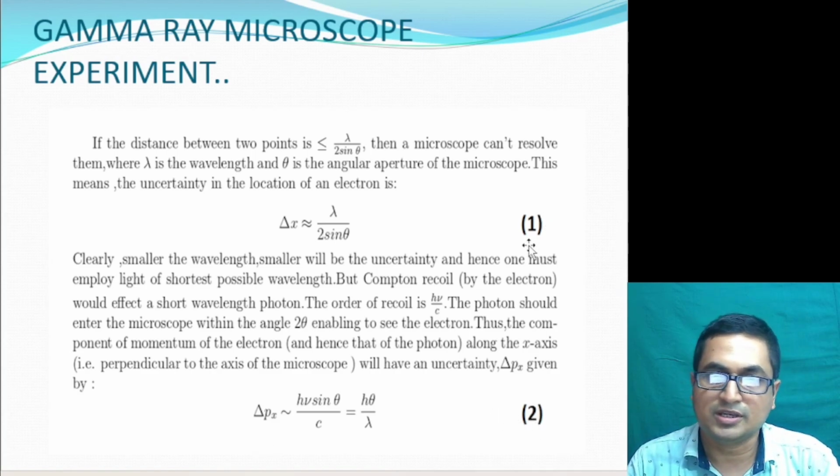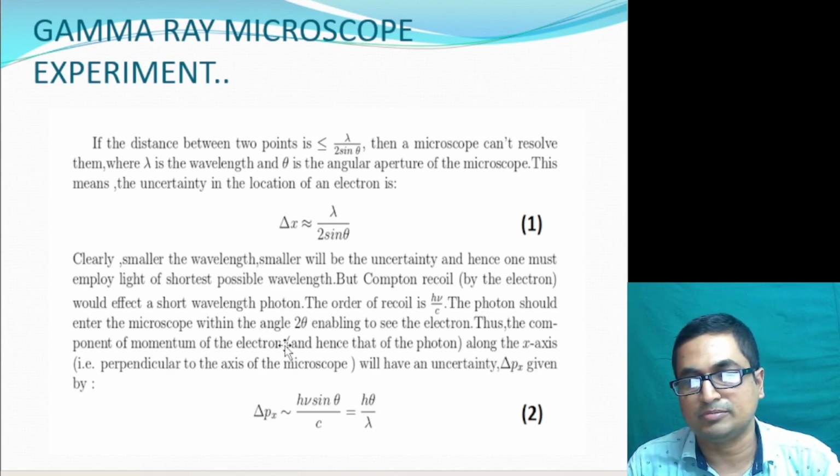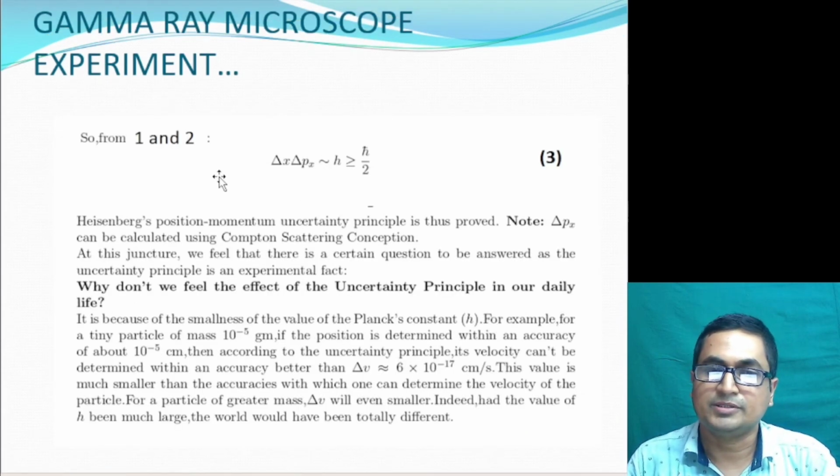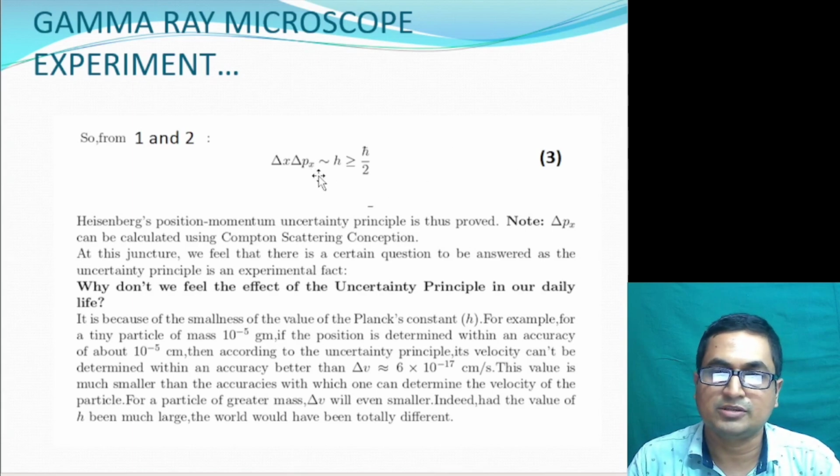So we have two uncertainties: in equation 1, due to the resolving power of a microscope, and another due to Compton recoiling, given by equation 2, when the photon enters the microscope through an angle 2 theta to see the electron. The multiplication of equations 1 and 2 leads us to equation 3, which is nothing but Heisenberg's position-momentum uncertainty principle. Thus we prove the principle.